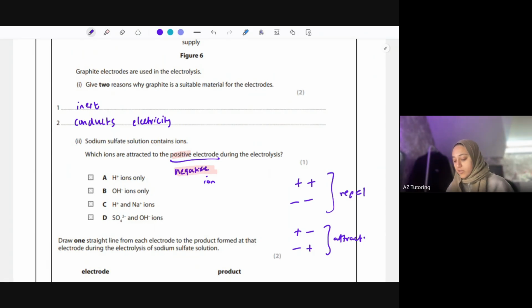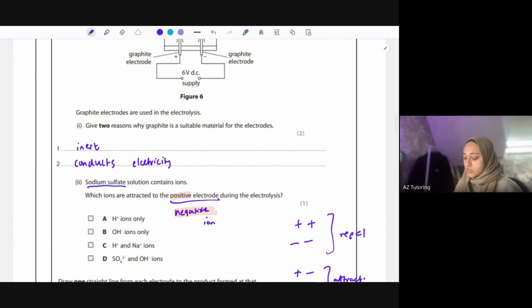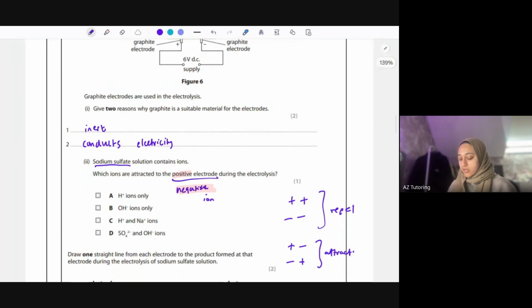Now, which negative ions are they going to be? Well, we've got sodium sulfate solution. So in the sodium sulfate solution, we've got sodium plus. And the reason why I know it's plus is because it's in group 1, so it loses 1 electron. The sulfate ions are SO4 2 minus, so it's a minus charge. So SO4 2 minus will be attracting to that.